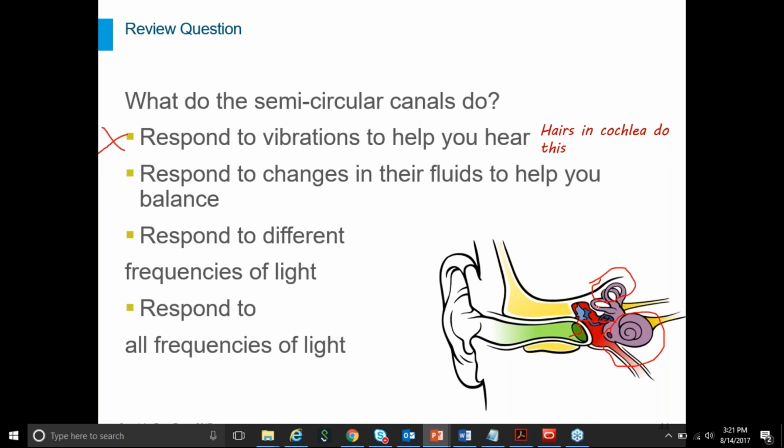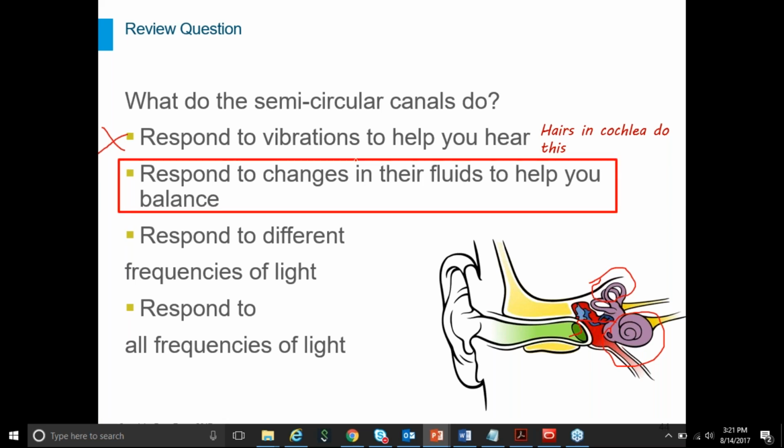The semicircular canals up here, they're filled with fluid, and they respond to changes in the fluid levels that help you balance. And then our last two here are about eyes, not ears. So responding to different frequencies of light is the cones on the retina, and responding to all frequencies of light is the rods on the retina. So the only one that's about semicircular canals is that second option, respond to changes in their fluids to help you balance.